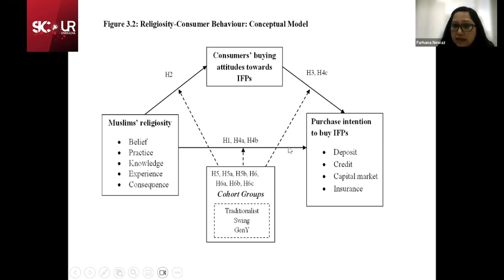Then how come you say that you are saying there is an indirect relationship, and also you are saying a direct relationship is there? Yes, different studies found different outcomes, right? Different studies' findings are different. So based on the previous studies' findings and also based on the theories, I came up with this relationship.